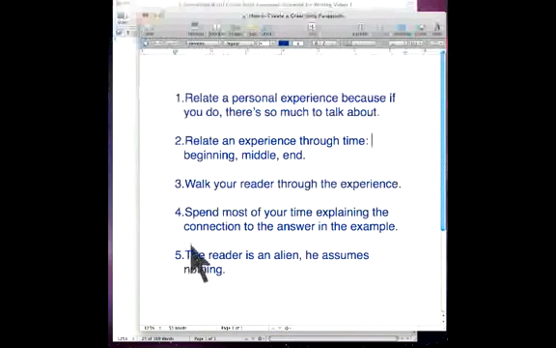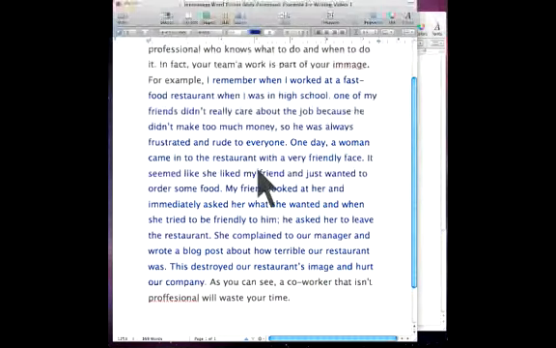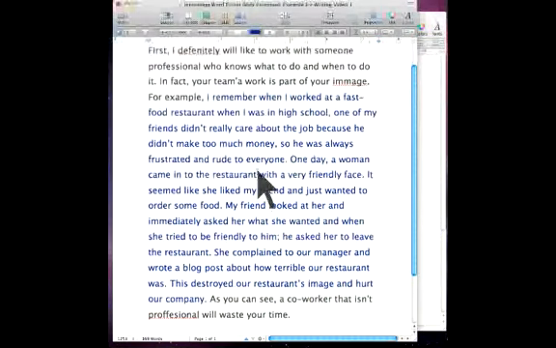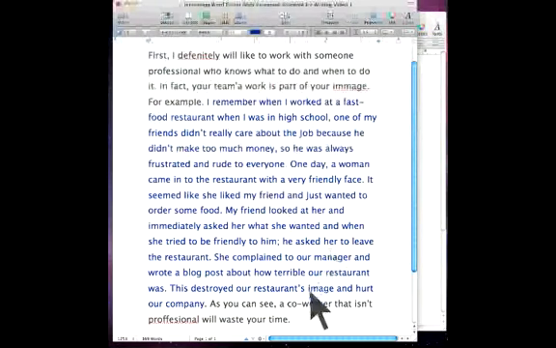And then what you want to do is remember, the reader is an alien. So explain everything to me. I don't know anything. This is a bit extreme, but I hope that this gives you the point. I hope very much that you recognize how to increase the word count of your essay and understand a little bit better how to relate your story.